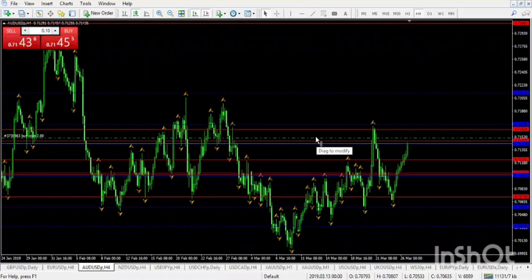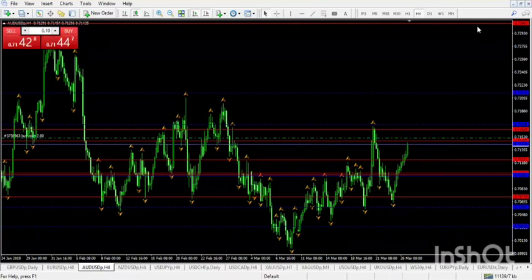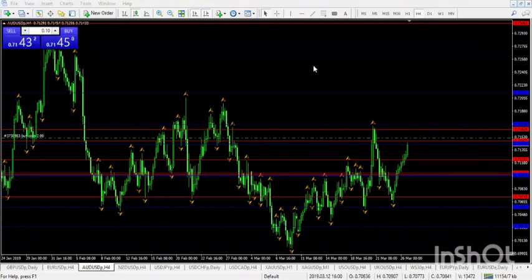You can't say the exact amount of pips. The number of pips is not something that you can say, because it's different in different time frames.